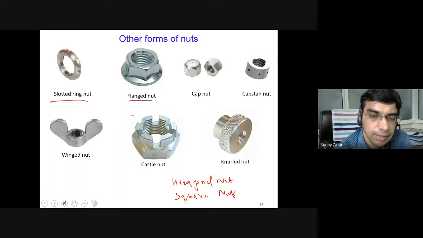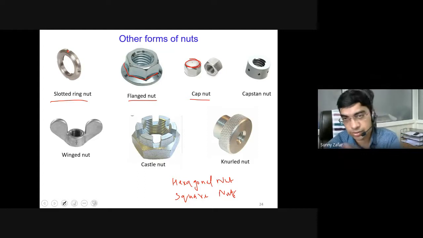Then is a flanged nut. In this case, even if you have a relatively small diameter of the bolt, this flange, which is fixed to the nut, helps to tighten it up. Then is a cap nut. These are not through nuts. These are capped here, so you cannot just pass through a stud. So this won't be useful in that case.